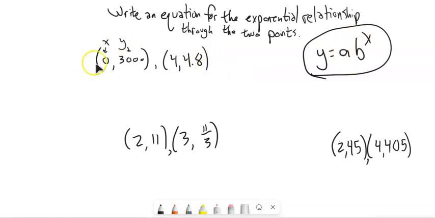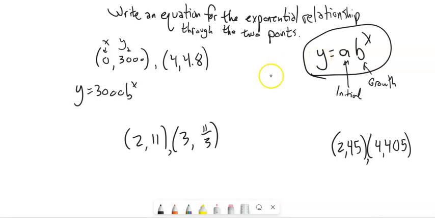So in our equation, if you plug in x, like 0, whatever a and b are, you should get that y value out of it. One of the things we know too is that b is the growth rate and a is the initial value. So in this one, when x is 0, that sets our initial value to 3,000. So we know y equals 3,000 times b to the x. And now if we want to get b, our growth rate, this is an x, y pair. Let's plug those in.